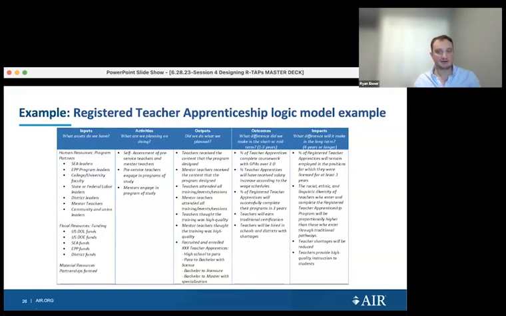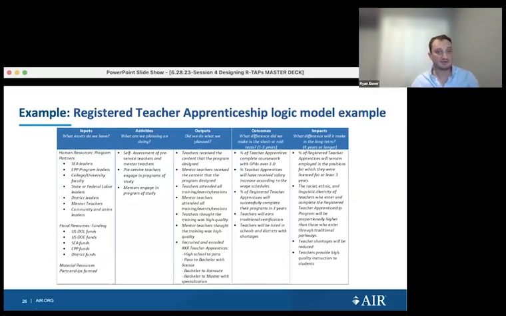So we see that some of our inputs are different: the SEA leaders, EPP program leaders, the college and university faculty. We could have state or federal labor leaders involved in the project. We need people at the district involved. We need mentor teachers to be involved. We may need community or union members to be involved.